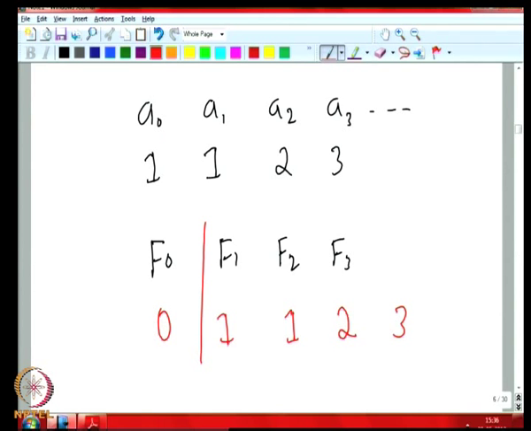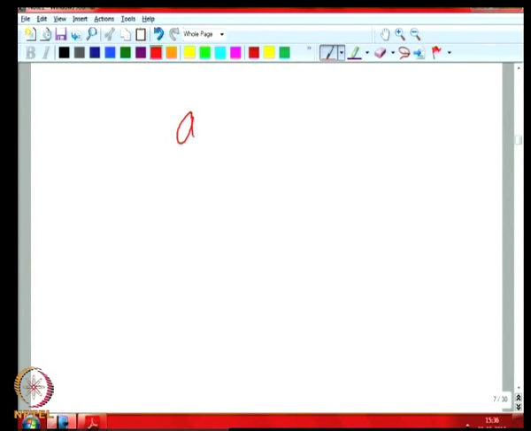So we have to map this to this, this to this, this to this and so on. In other words, a_n is f_(n+1). So a0 will be f_(0+1), that is f1, a1 will be f2, a2 will be f3 and so on. So we get a_n equal to f_(n+1).